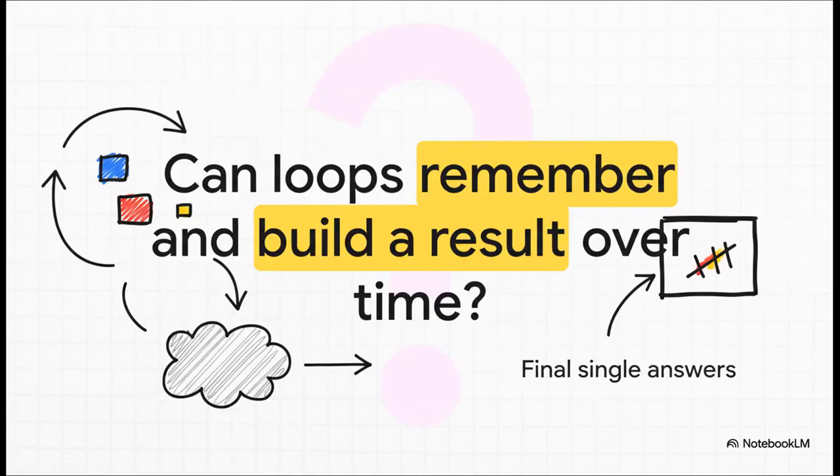All right, so check 1, loops can repeat. Check 2, they can make decisions. But what's next? What if they could also remember things? What if instead of just spitting out a bunch of different results, a loop could actually build towards one single final answer? This is where it starts to feel like loops have a memory.